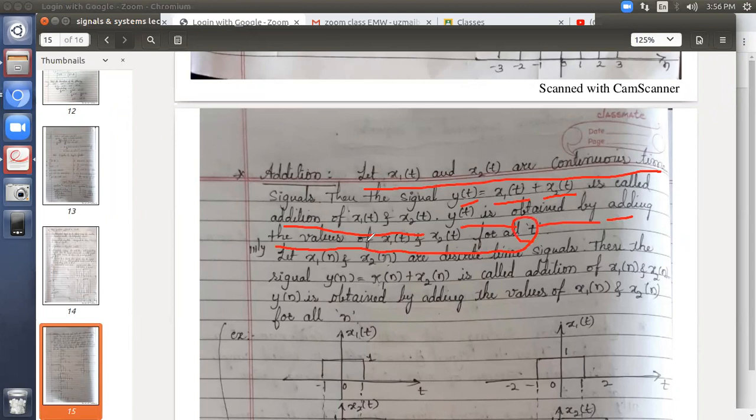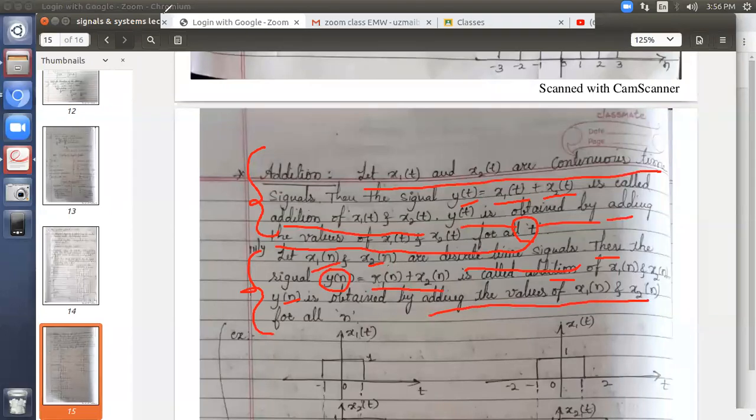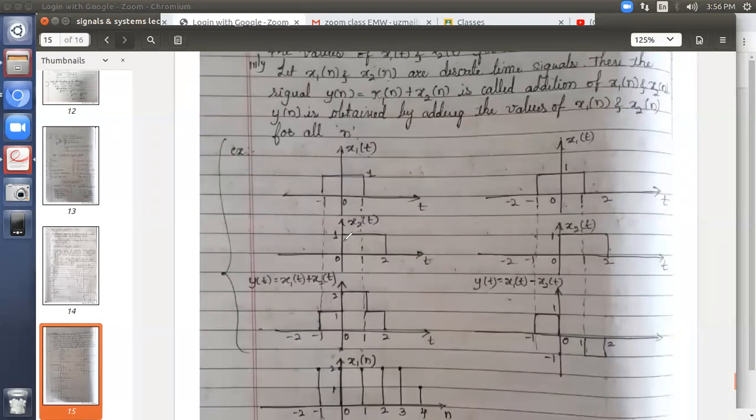Okay, these statements you will understand if we see one example problem. Whatever definition I have taken here for continuous, it is applicable to discrete as well. So consider x1 and x2 two discrete time signals. Then the signal x1 plus x2 is called the addition. Okay, how to get this final y of n output? It is obtained by adding the values of the signals. So let us see this addition with the help of one example. Okay, let me take this first example.